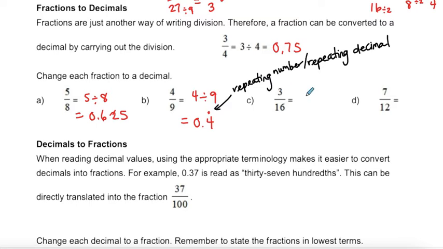3 over 16 is the same as 3 divided by 16, and 3 divided by 16 is 0.1875, and 7 over 12 is the same as 7 divided by 12, and 7 divided by 12 is 0.583, and the 3 repeats forever and ever and ever. So I'm placing a dot over my 3.